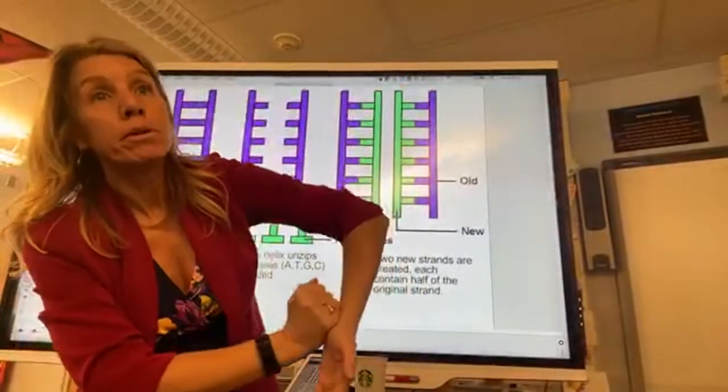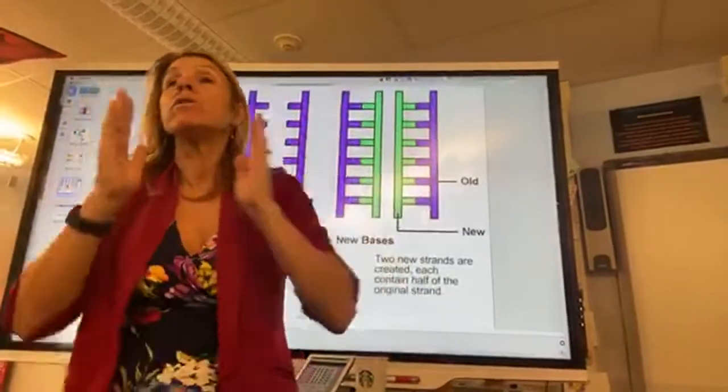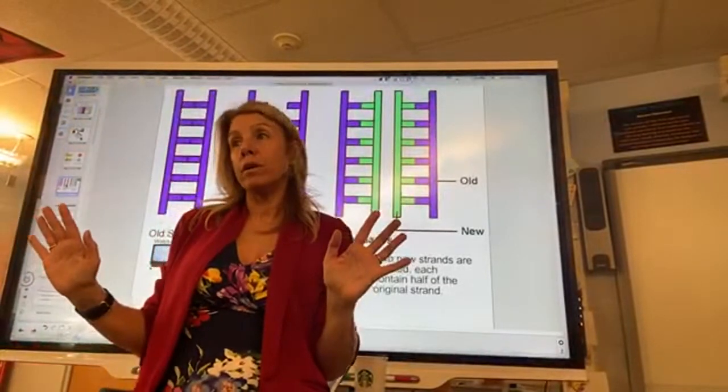We go boom, boom, boom. And we're doing that because it's backstitching, right? And what do you call those fragments? Okazaki fragments. They're really 1,000 to 2,000 base pairs long.